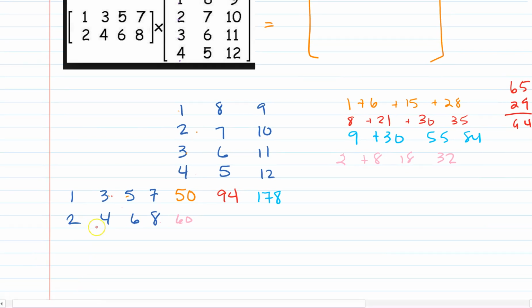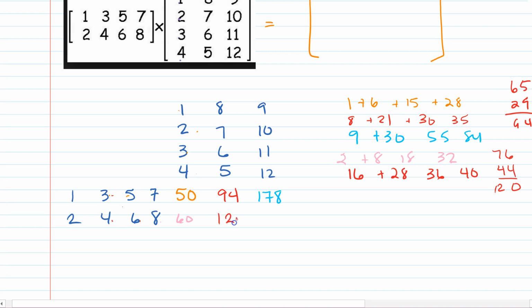So now 2 times 8, making sure I'm in the right place, is 16. 4 times 7 is 28. 6 times 6 is 36. And then 8 times 5 is 40. Add those up, and I got 120.